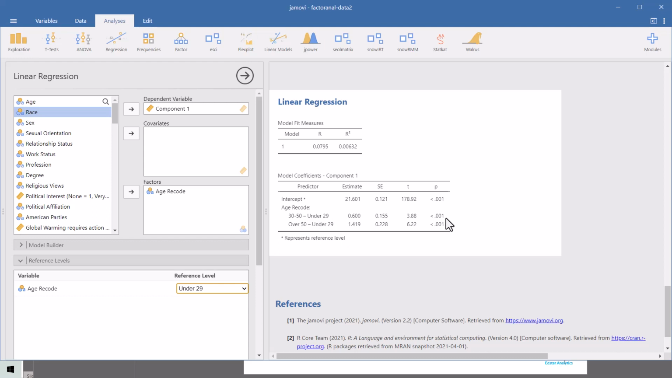The older you get, the more satisfied with everything you are, is what I would think. Because being young is very stressful. And it comes out, these are all positive, and that's a subtraction. The 30 to 50 group minus the under 29 is positive, so these guys have a higher satisfaction, and these have even higher yet. And they're statistically significant.